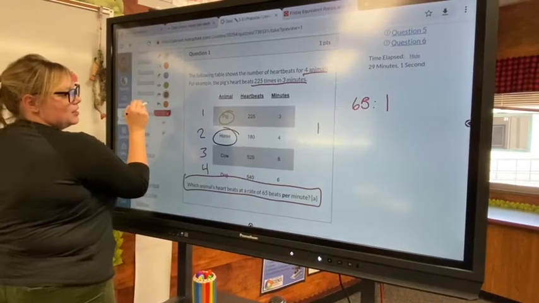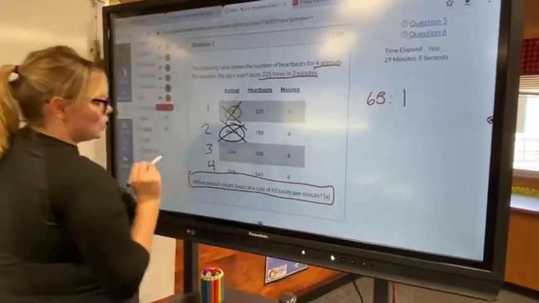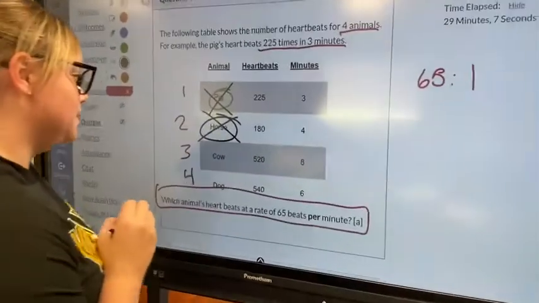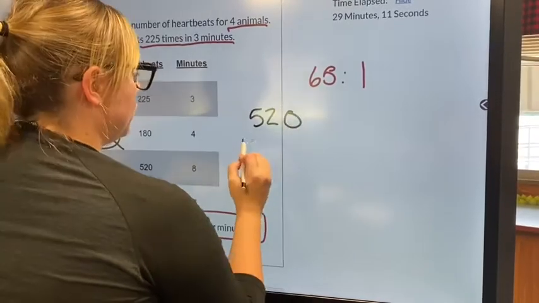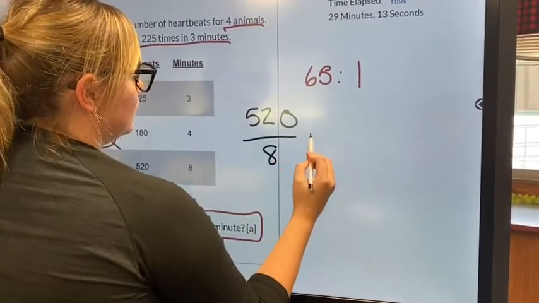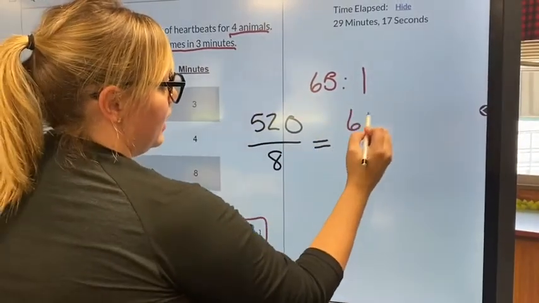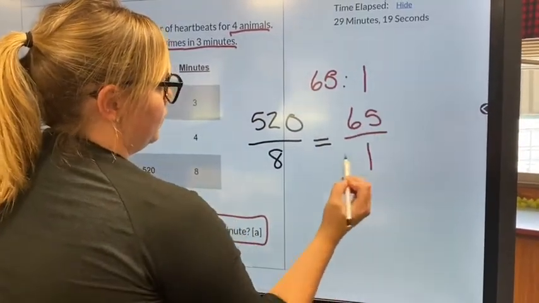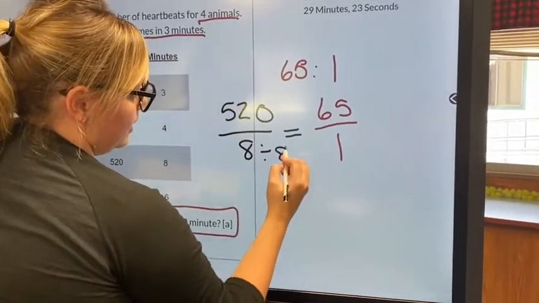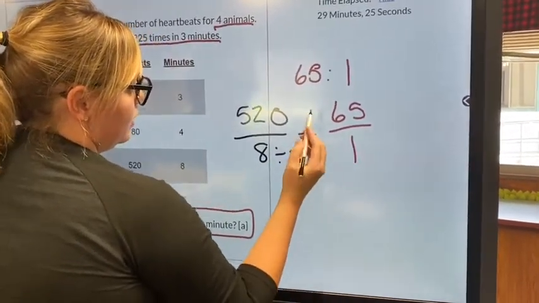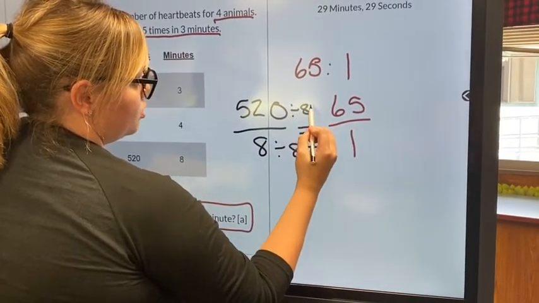All right, this one isn't working. This one doesn't work. Let's check cow. 520 over 8 should equal 65 to 1. All right, so 8 divided by 8 should equal 1, and 520 divided by 8 should equal 65.